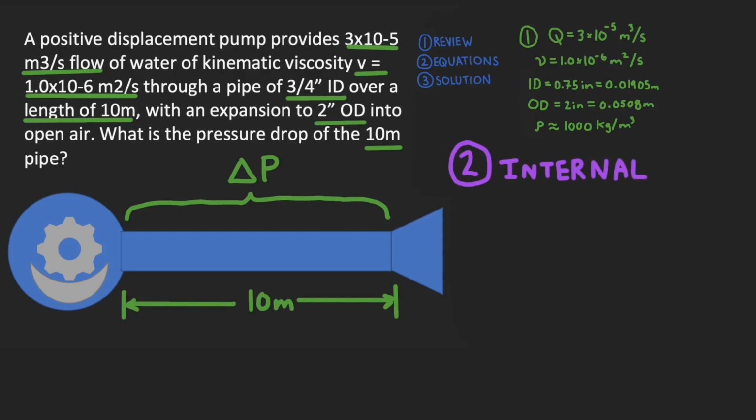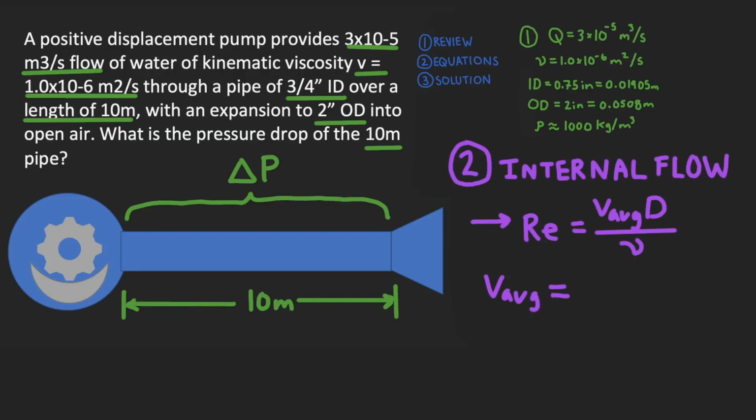Let's move on to step 2, identifying our equations. Well, because this is an internal flow problem, or we have a fluid flowing within a contained structure, we want to look up our internal flow equations. For all internal flow equations, the first thing we want to do is calculate our Reynolds number. This is a dimensionless number which gives our inertial forces over our viscous forces. And it's important because it can tell us if our flow is laminar, transitional, or turbulent. And that's going to determine or dictate the equations that we use.